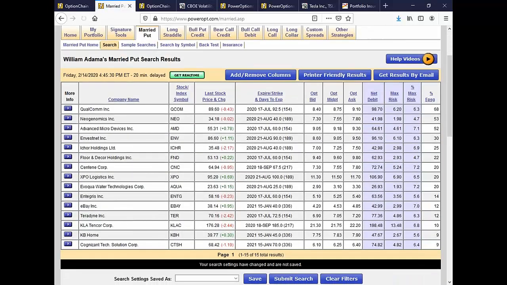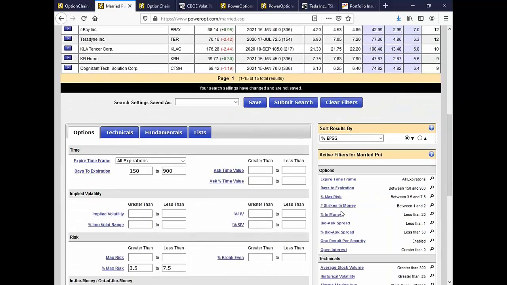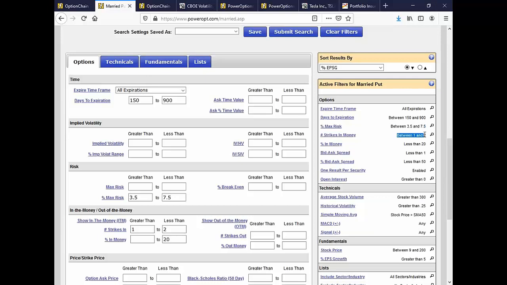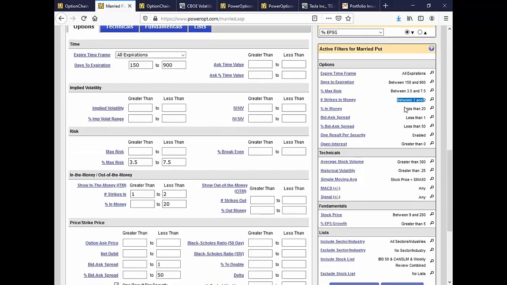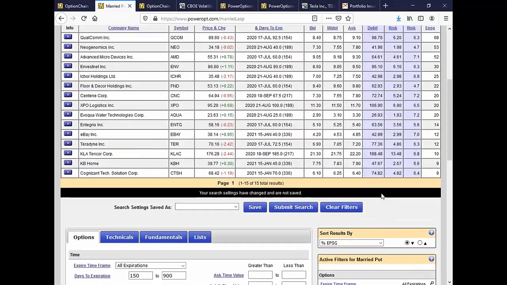Okay, so here's my list of 15 stocks that match the other criteria I need: the risk level I want for the married put, the strikes not going more than 20% in the money, some relative volatility, stock in an uptrend, good earnings per share growth, and we're using a specific stock list.